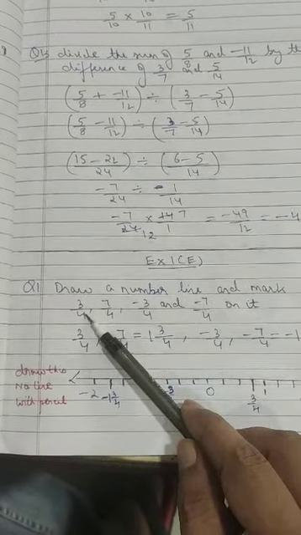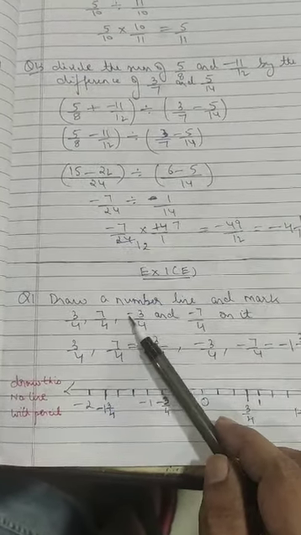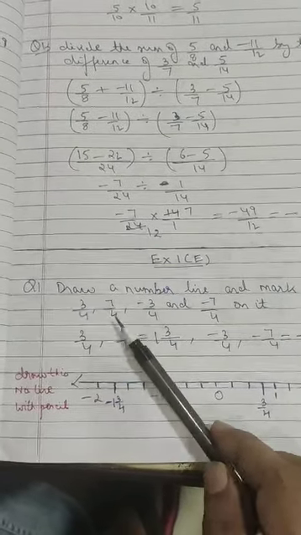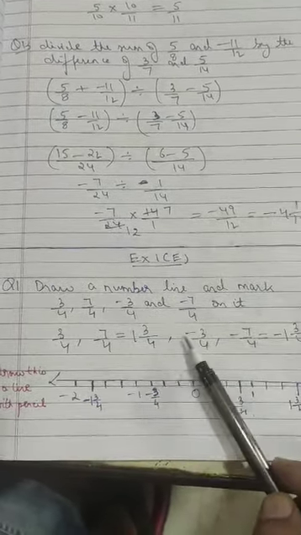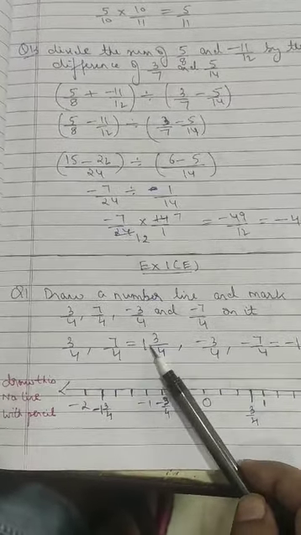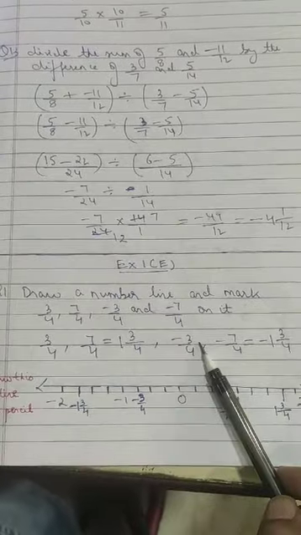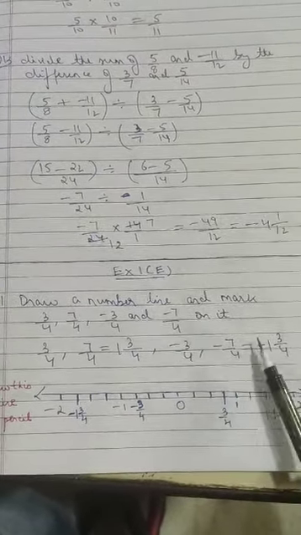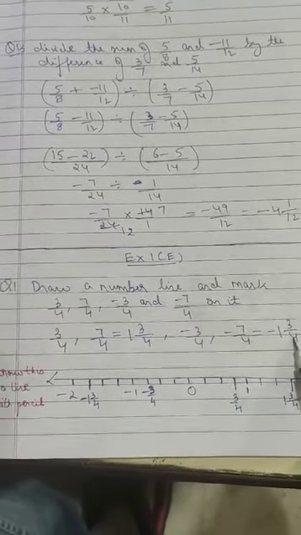Points are 3 upon 4, comma 7 upon 4, comma minus 3 upon 4 and minus 7 upon 4. We are going to write all the improper fractions into mixed. So we are left with 3 upon 4. 7 upon 4 will change into 1 whole 3 upon 4. Similarly, minus 3 upon 4 will remain as minus 3 upon 4 only. And minus 7 upon 4 will change into minus 1 whole 3 upon 4.